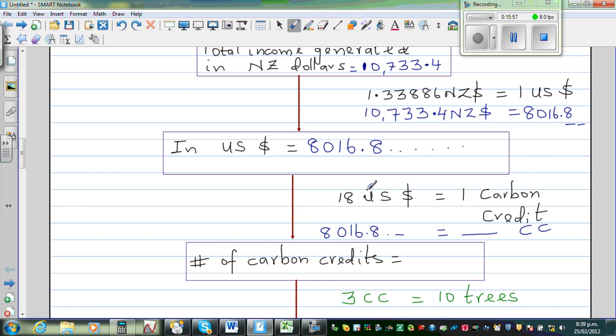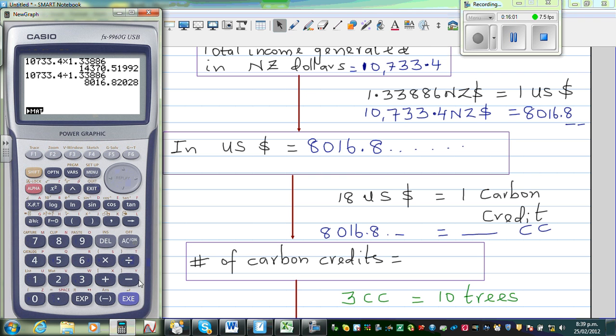Okay, so again, the same logic, you have to divide this by this. So I'm using this whole thing, so you can go divide. The calculator gives you the answer. That means the calculator has taken this whole thing, divided by 18. Now that is 445.3.